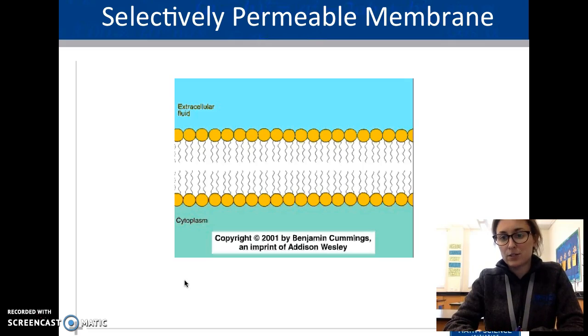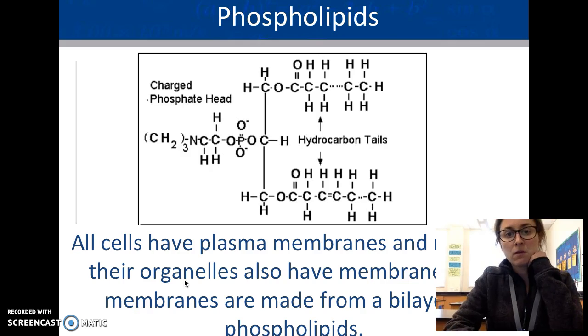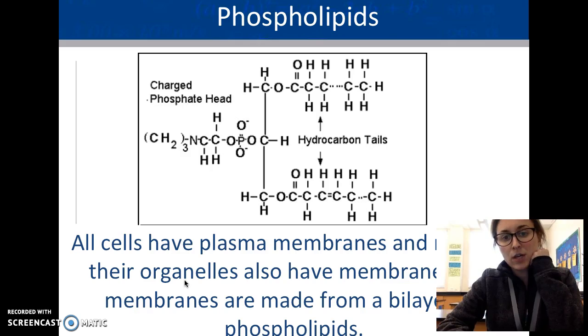This is what I try to draw when I try to show you guys what a phospholipid looks like. This is just a much better image of that. Phospholipids look like the image ahead, but what's important is that it's made up of a phosphate head and hydrocarbon tails. They are made up of these phospholipids, so phosphate lipid molecules.